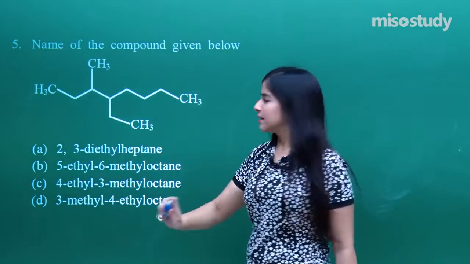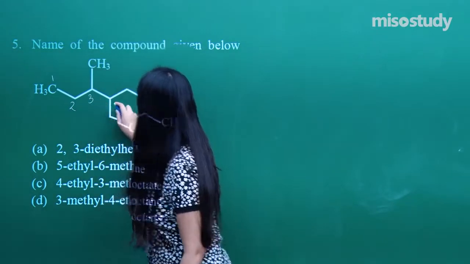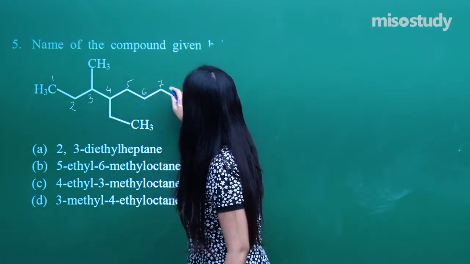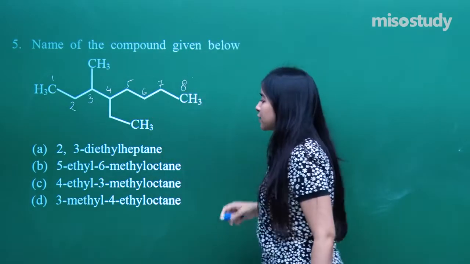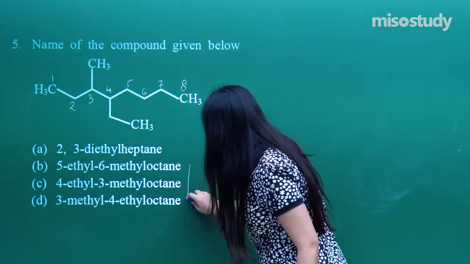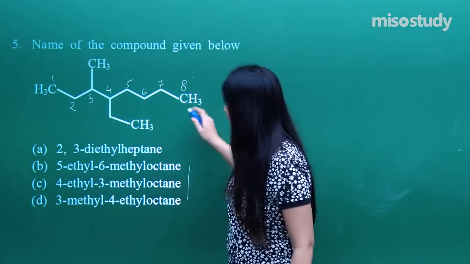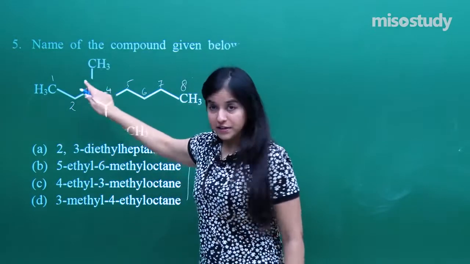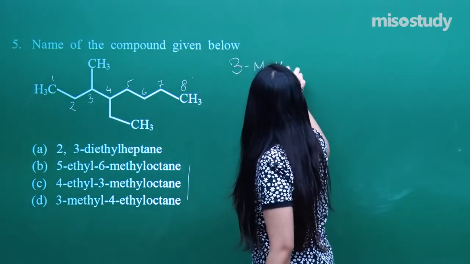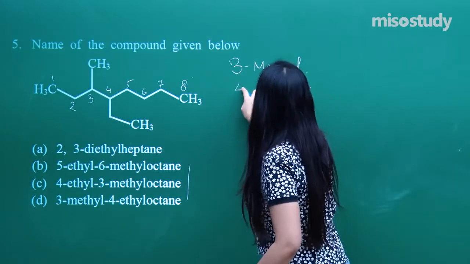Let's just do it directly. It is 1, 2, 3, 4, 5, 6, 7 and finally 8. That means oct. Here if you see, in the 3 options I have got oct. I need to eliminate the 2 possibilities now. So at the third I have got methyl. At the very fourth I have got ethyl.